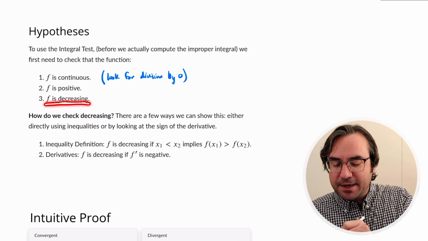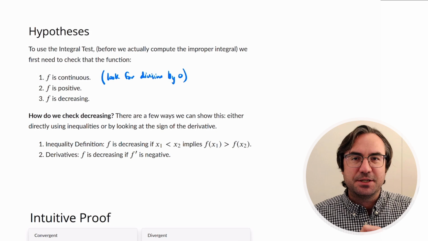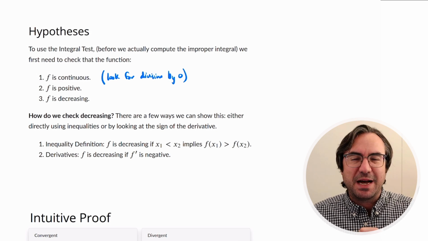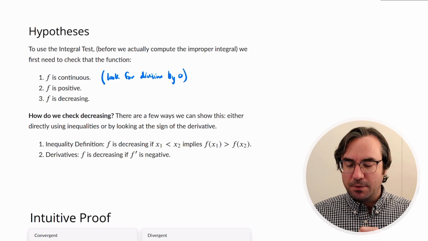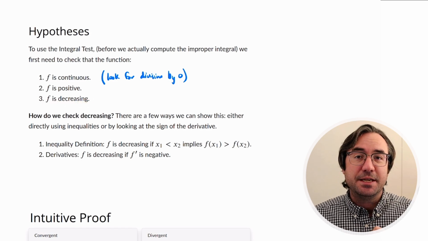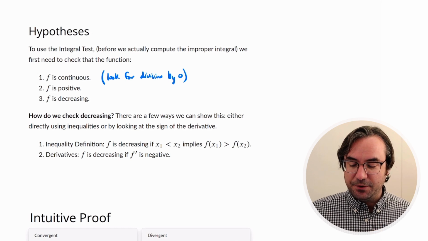And then the one that does sometimes take a little bit of work. These first two are normally just kind of looking at the function and visually checking, does everything look positive? No division by 0, all good. Sometimes, though, it's not as obvious, is to check if the function's decreasing. And there's a few ways we can do this.